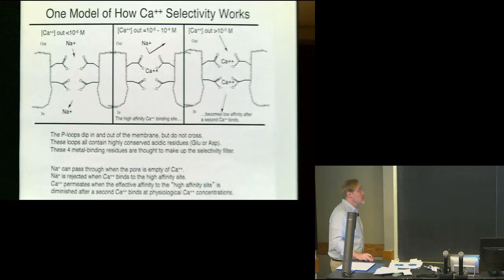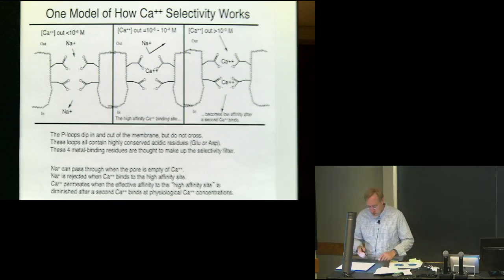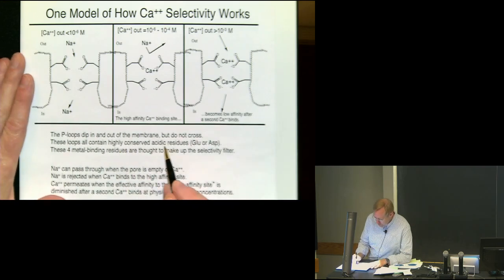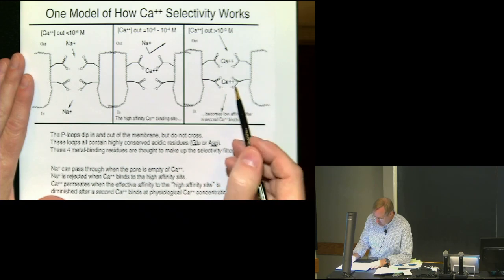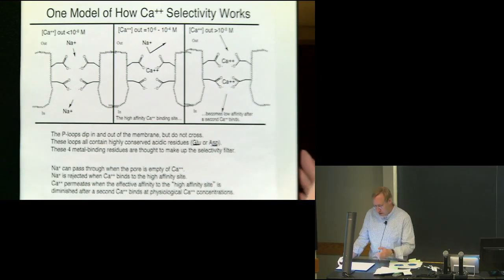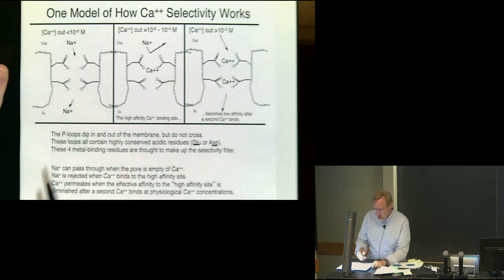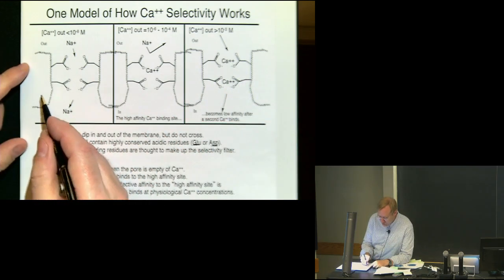Okay. So the P loops sort of dip in and out of the membrane but don't cross. And this particular protein, they contain these highly conserved acidic residues, so glutamate or aspartate, and those carboxylates on the side chains. And they're thought to make up this metal binding motif that determines which ions bind and which come out. Now, this was studied in a couple different states, which is kind of interesting.